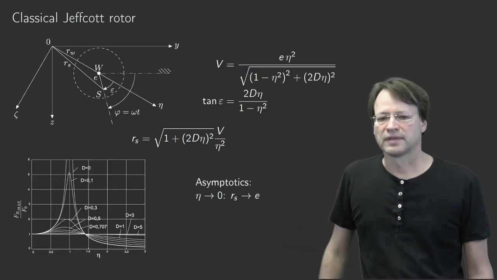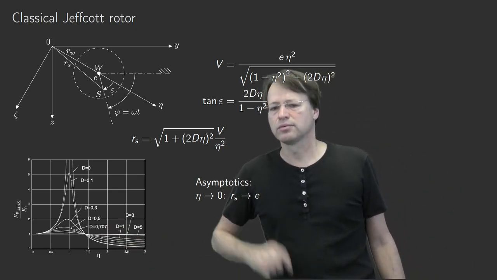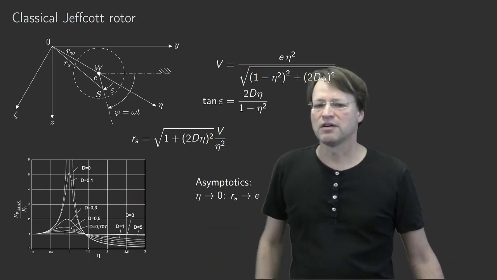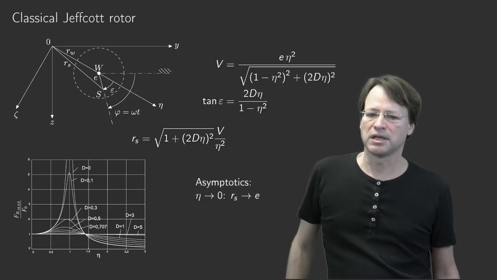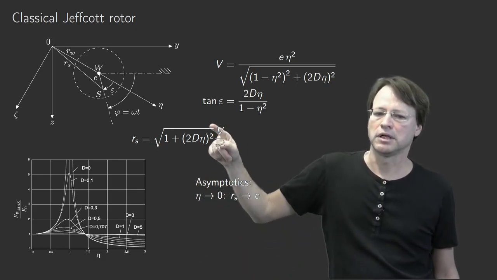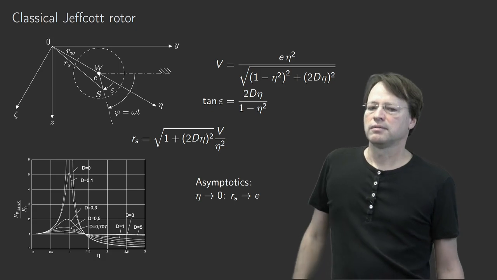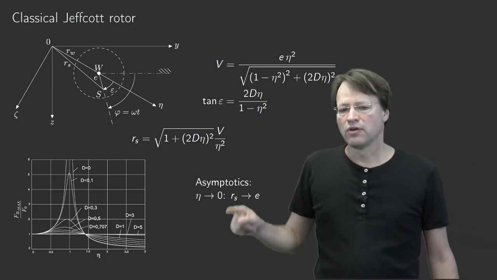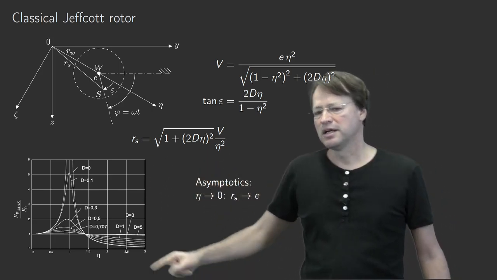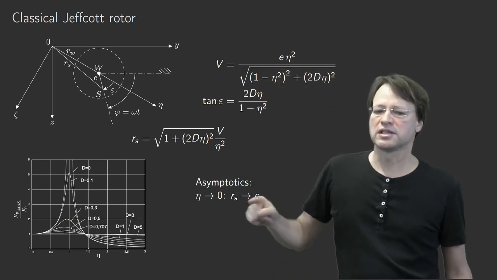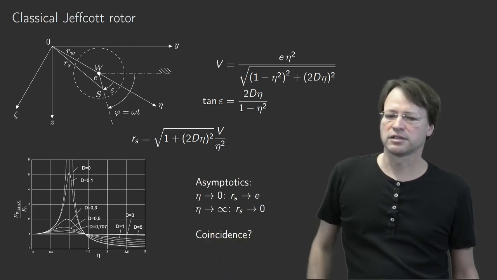It's that figure here. With that miracle, I would say, where all the curves pass through this point here. This figure is recovered if we relate Rs to E, if we divide Rs by E, and plug in the expression for V here. And from that figure, we can immediately see the asymptotics. For eta equal to 0, keep in mind that you consider here the ratio Rs divided by E, and that ratio tends to 1, so Rs tends to E. And for eta to infinity, Rs tends to 0.